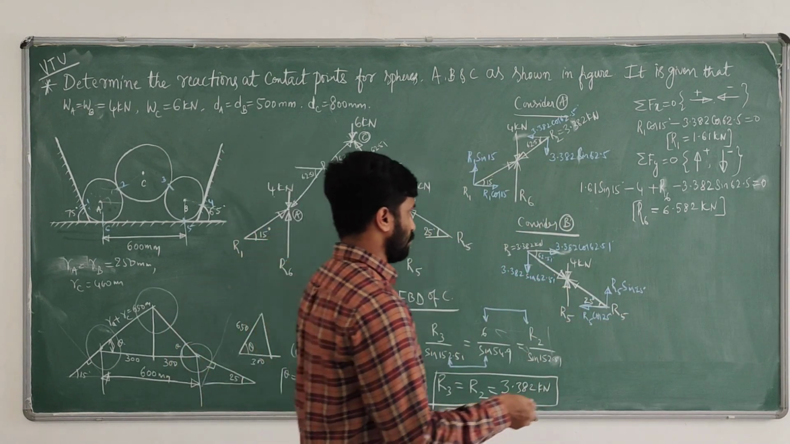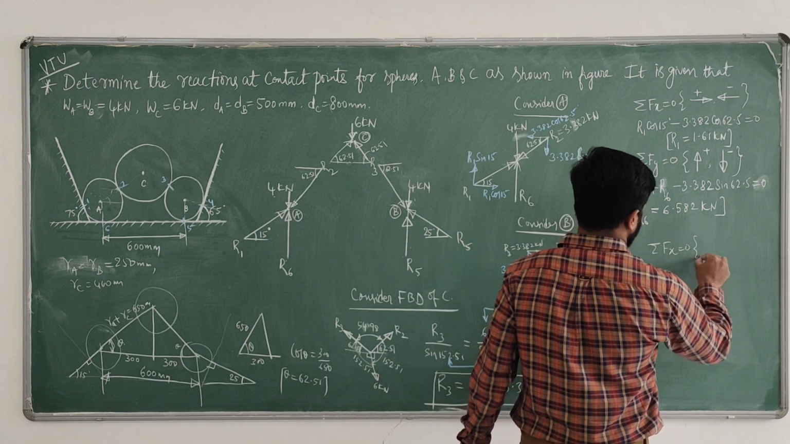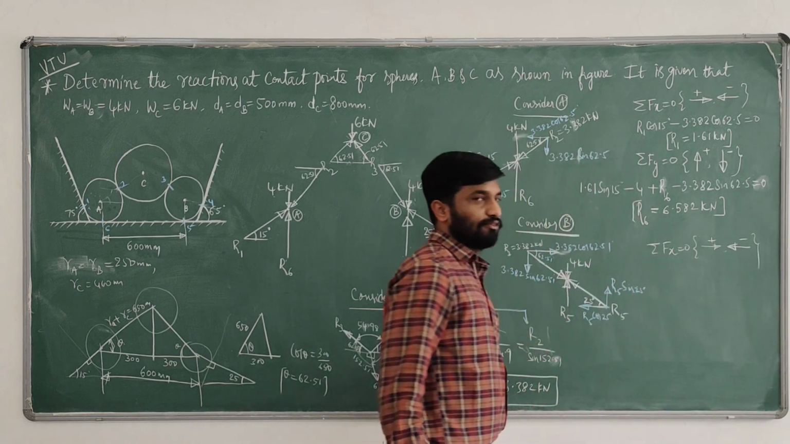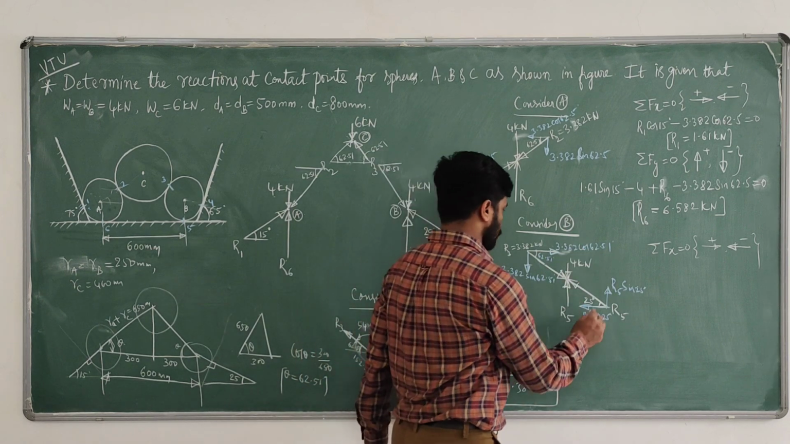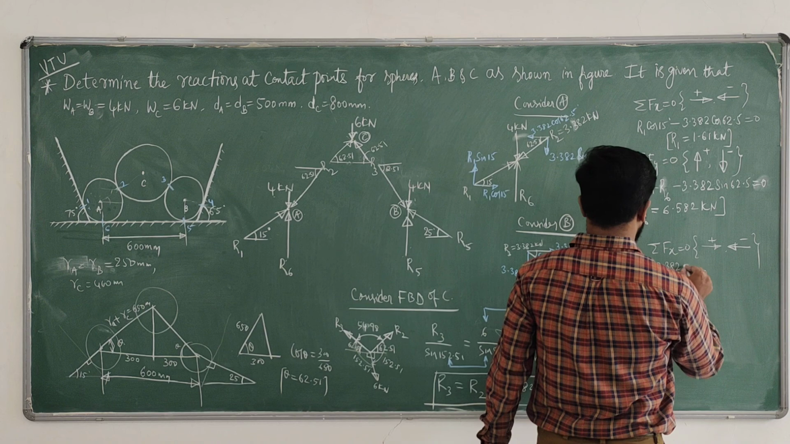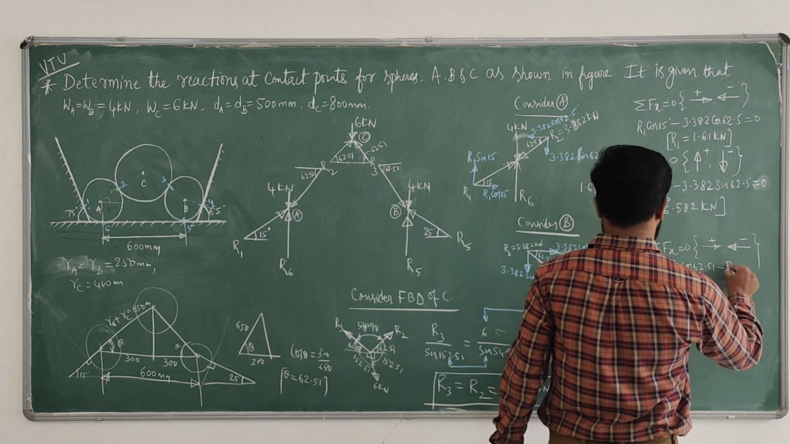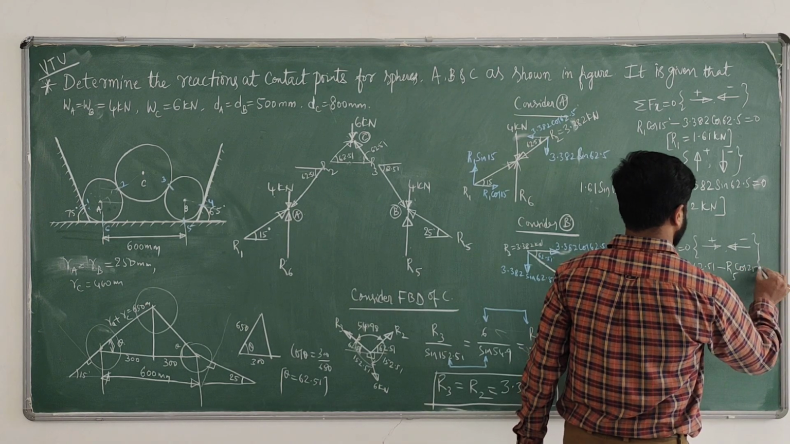Now apply sigma Fx equals 0 for this. Using the general sign convention, all right side forces are positive and all left side forces are negative. Right side forces acting, there are two forces only. So this is plus 3.382 cos 62.51 minus R5 cos 25 equals 0.